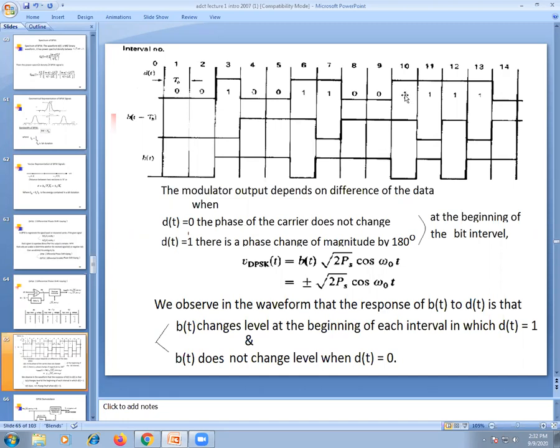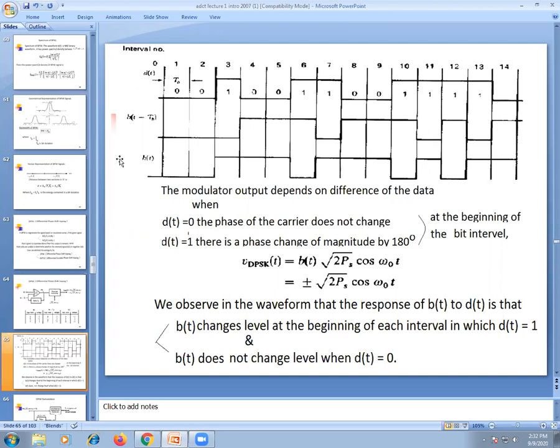When d(t) is equal to 1, the phase change occurs. Phase change means the previous state is high, now go for low. When d(t) is equal to 1, again the phase changes. Again d(t) is equal to 1, the phase changes. When d(t) is equal to 0, no phase change.